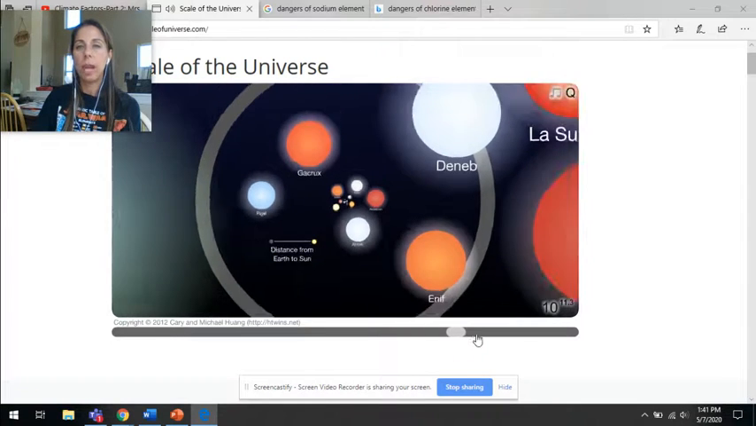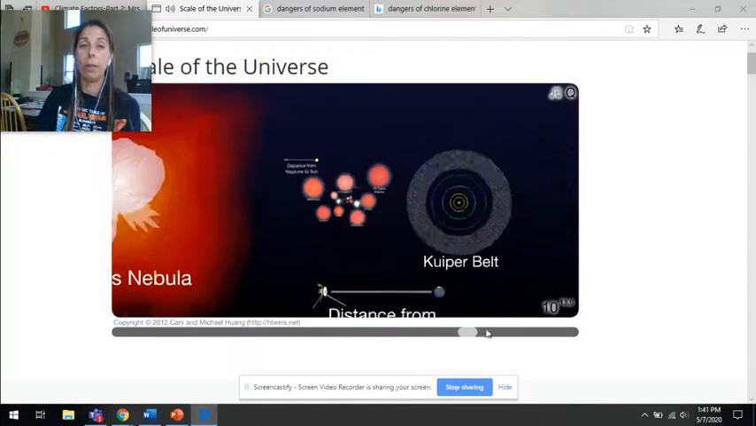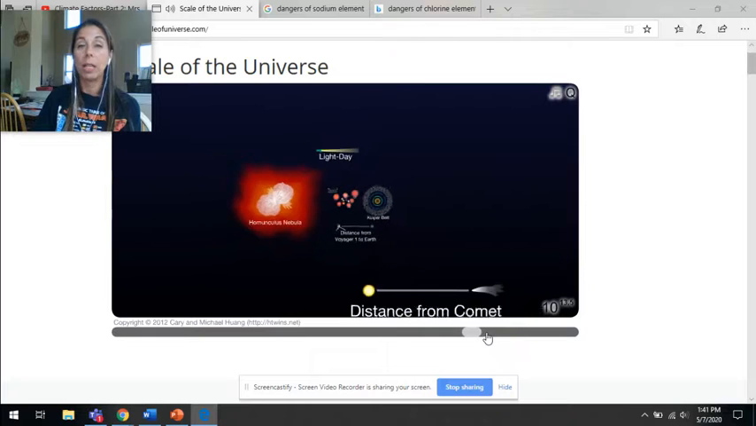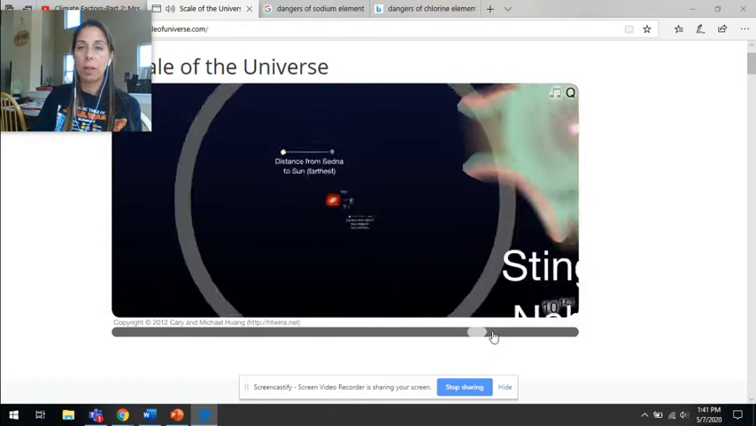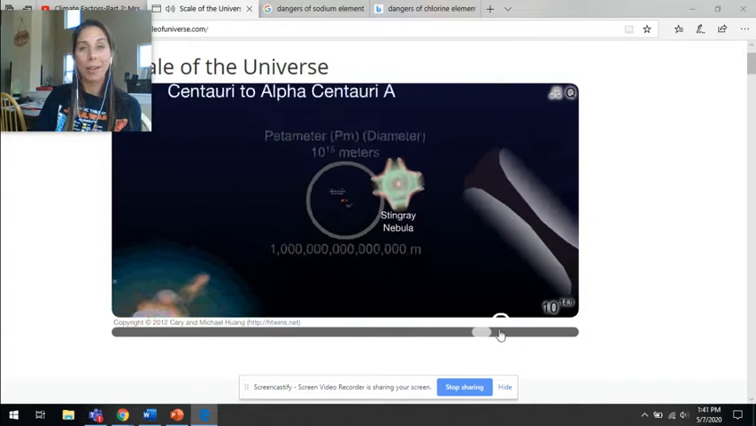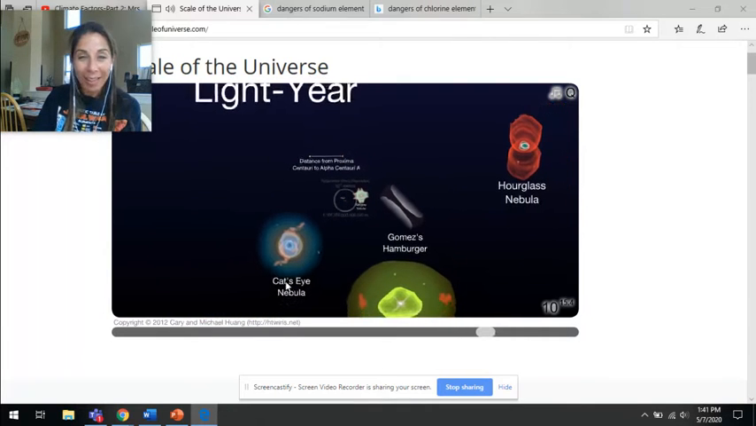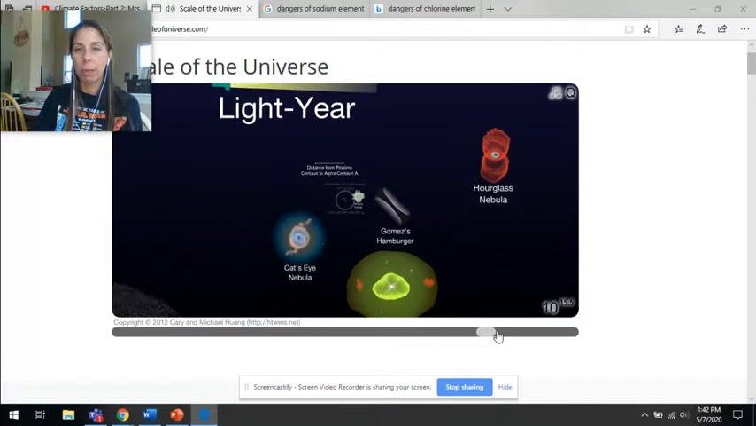Rigel, Deneb. And it just keeps going big. So if you want to just keep going, right? Look, then you can see nebulae. There's so many different nebulae. And they're all different sizes, some bigger than others. This one's called Stingray Nebula because it looks like a stingray. Gomez's hamburger, cat's eye. Looks like a special marble. They used to call it a cat's eye marble.